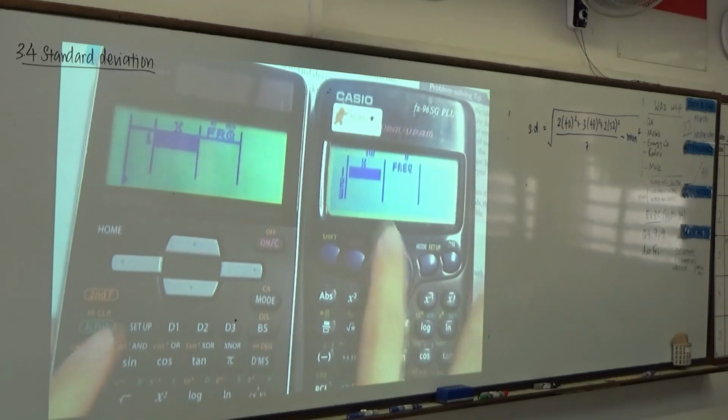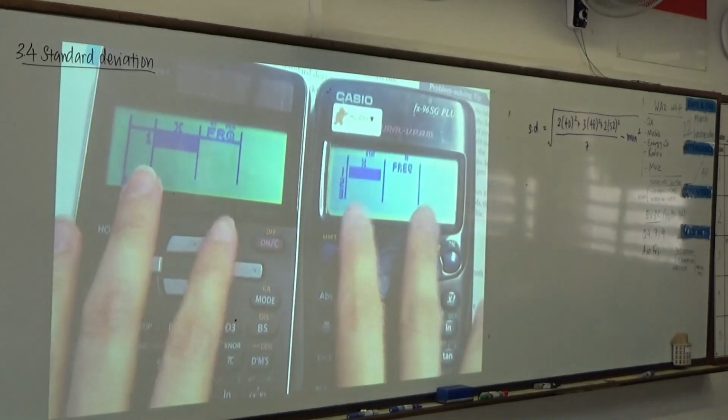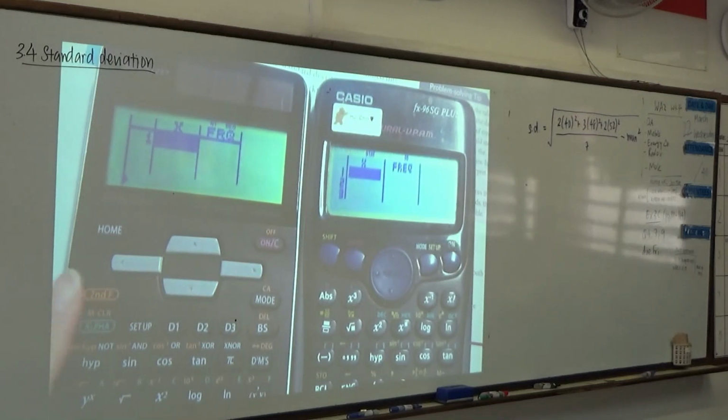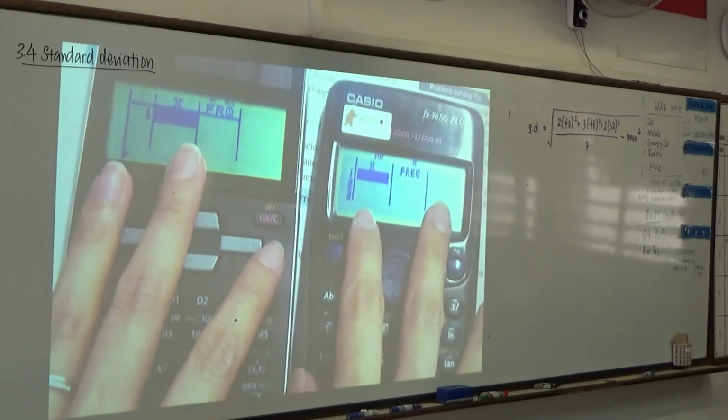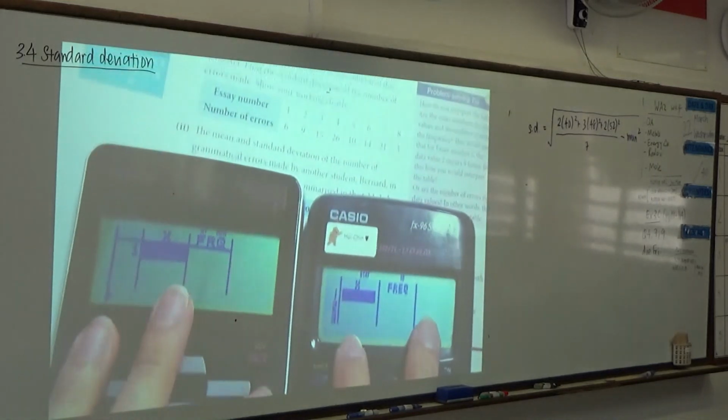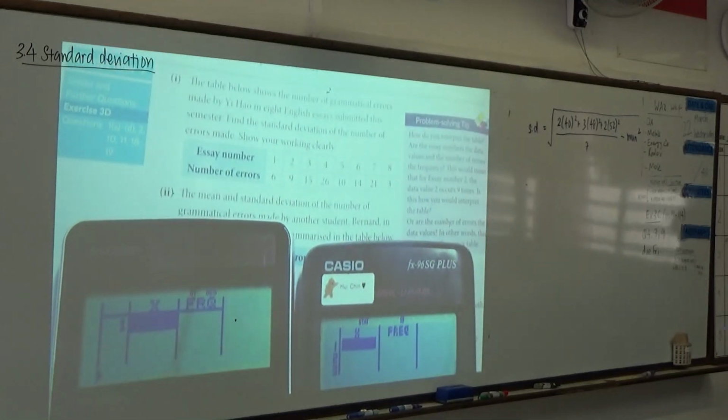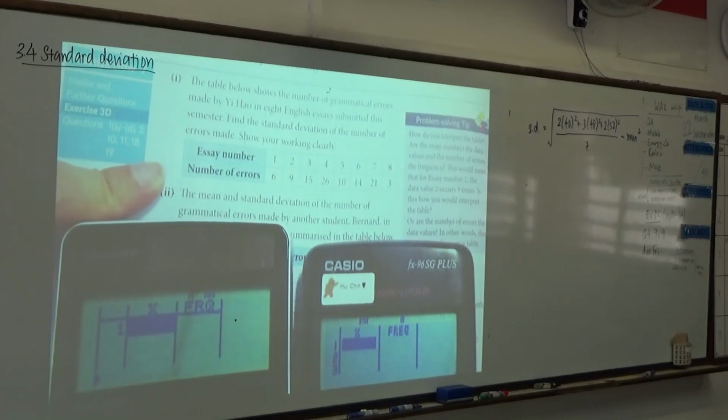Are we able to arrive at this? The Sharp one, sorry, the old model, they are more complicated. Can get this table ready? Now we go back to the question. Shall we go back to the question? Guys, can I get your attention?